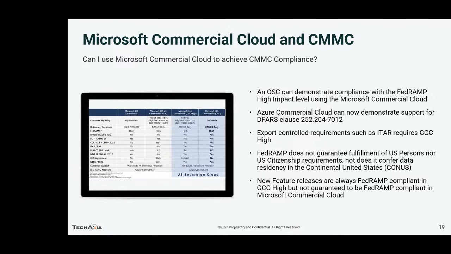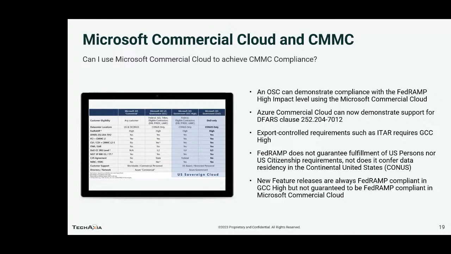One other piece of information that many people don't realize is that Microsoft continuously releases new features into the Microsoft Cloud platform. With GCC High, you have a guarantee that before a feature is released into the GCC High platform, that feature will be FedRAMP compliant. But you do not have that guarantee in the commercial cloud, because a lot of times Microsoft acquires smaller companies and introduces their capability into the Microsoft Commercial Cloud. Sometimes those solutions are not FedRAMP compliant out of the gate. So something to keep in mind.